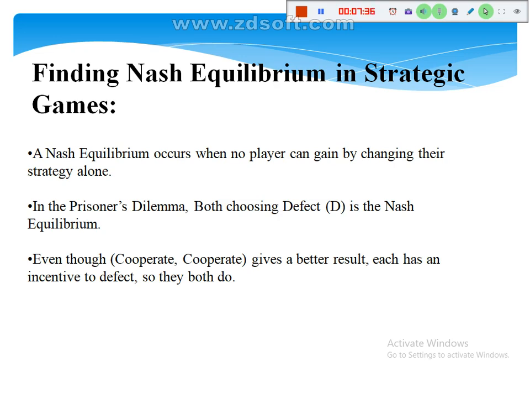So in the prisoner's dilemma, both choosing to defect is the Nash equilibrium. Even though both staying silent gives a better result, with each getting only 1 year in prison, if they both choose to defect, they both get 5 years in prison. This is the case of Nash equilibrium because even though staying silent, cooperating, gives a better result, each has an incentive to defect. So each player acts selfishly. This is the case of Nash equilibrium.